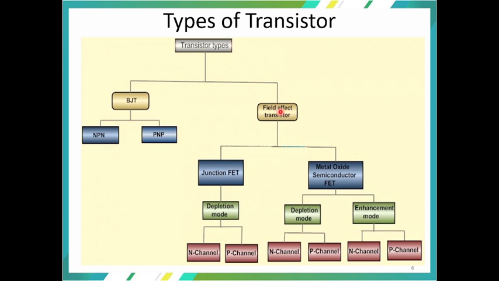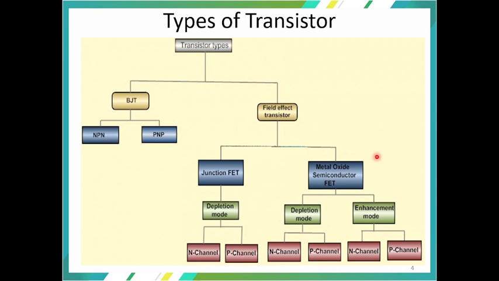Now coming to the field effect transistor. The field effect transistor is classified into two categories. One is called the junction FET, or junction field effect transistor, and another one is the metal oxide semiconductor field effect transistor. The junction field effect transistor has one mode called depletion mode. In this depletion mode, we have the N-channel junction field effect transistor and the P-channel junction field effect transistor.